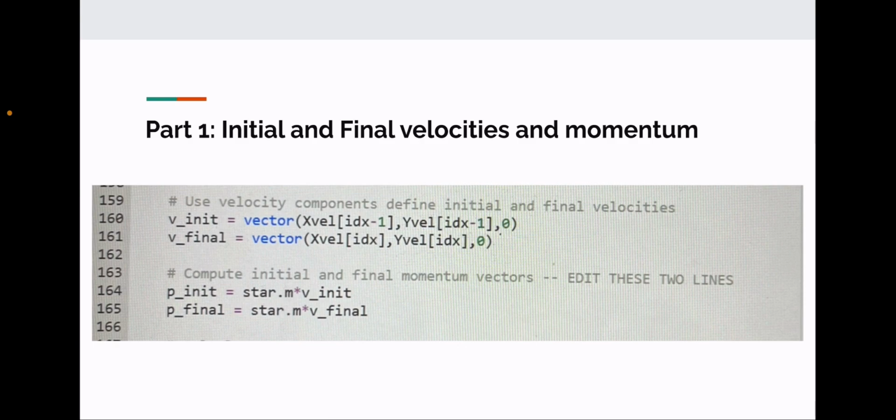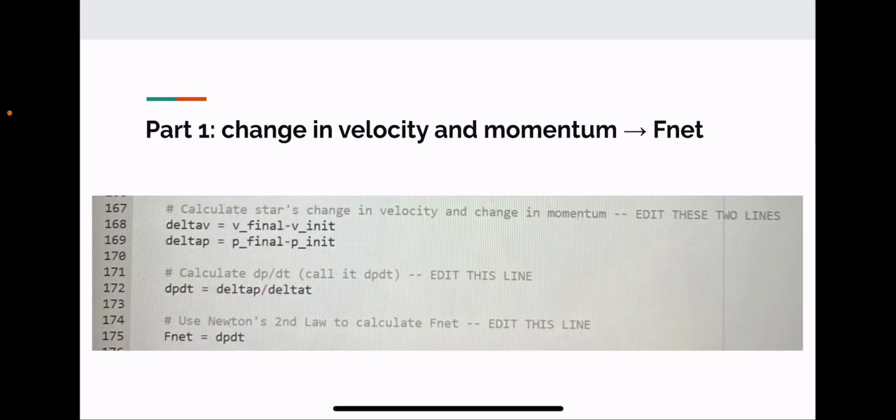I found the initial and final momentum equations of the star by using the star's mass and its initial and final velocities. This comes from the equation P equals mv. Whenever you are finding the change of something, you must do final minus initial. So that's what I used for the change in velocity and the change in momentum.